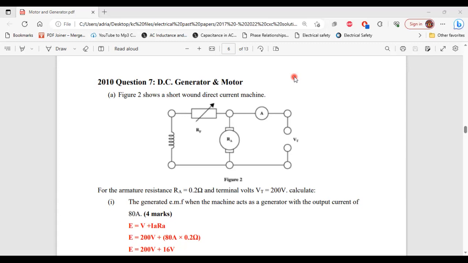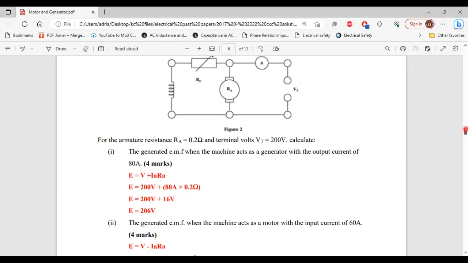Part 1, it says calculate the generated EMF when the machine acts as a generator with the output current of 80 amp. So the generated EMF is equal to the terminal voltage plus IA times RA. So that is 200 volt plus in bracket 80 ampere times 0.2 ohm. That will give us 200 volt plus 16 volt. That will give us 216 volt. So this answer here should be 216, not 206. All right, so that's it for part one.